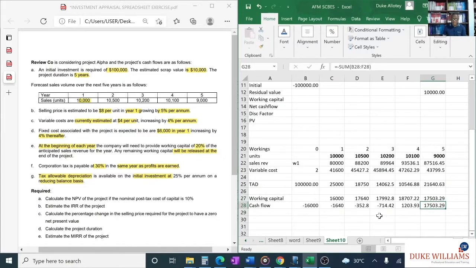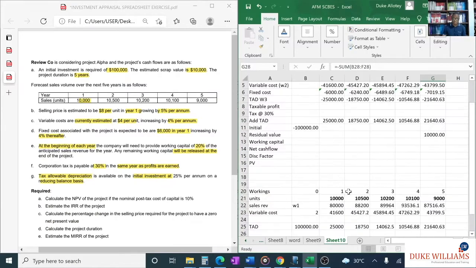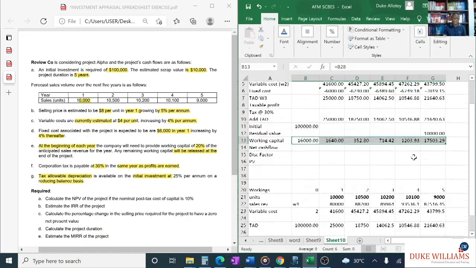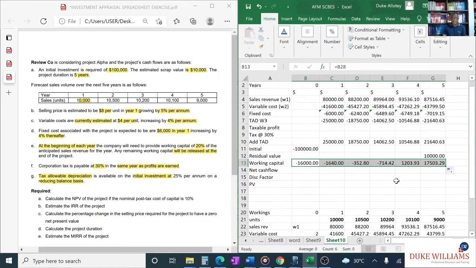So I'm now in a position to simply reference them as working capital. I'm going to come here and say equal to that bit there, and whatever sits there, I'm simply going to drag to the end, and that's it. Very beautiful. In fact, all the work is done now.